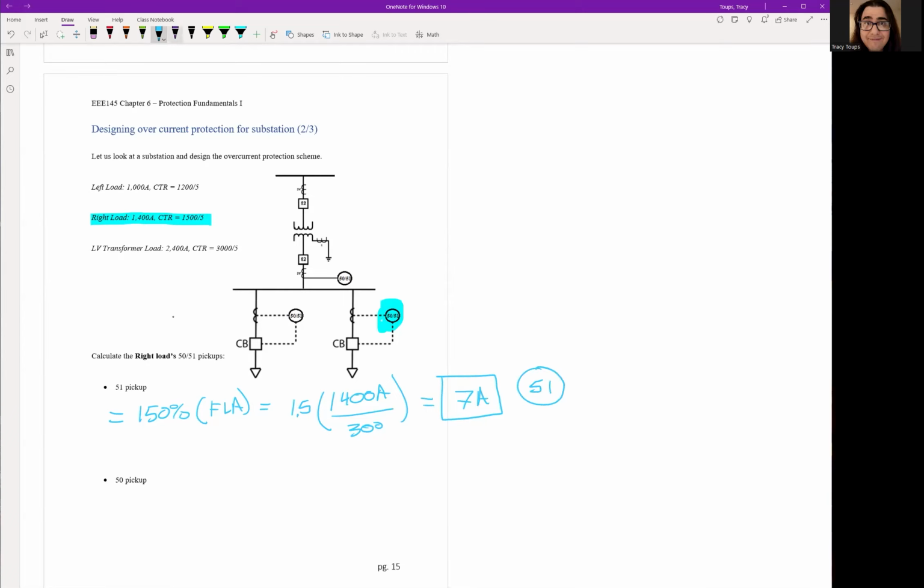And let's go ahead and do the 50 pickup. Again, that's 1000% of full load amps. So this is 10 times 1400, which is a load current, divided by CTR 300. And this is going to be 46.7 amps. And that is our pickup for the 50 element.